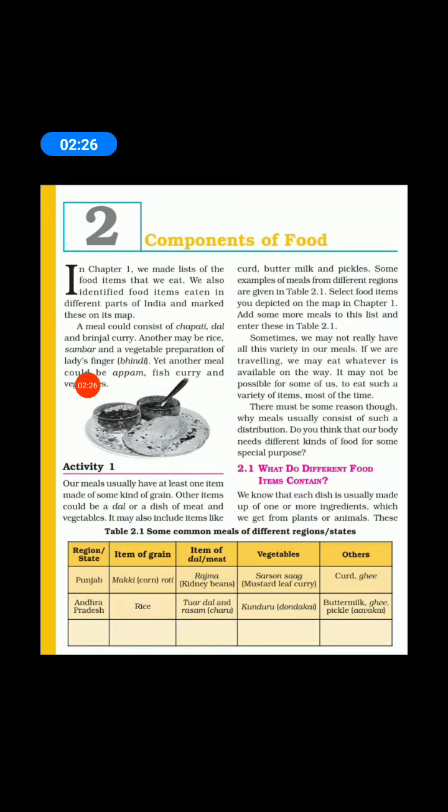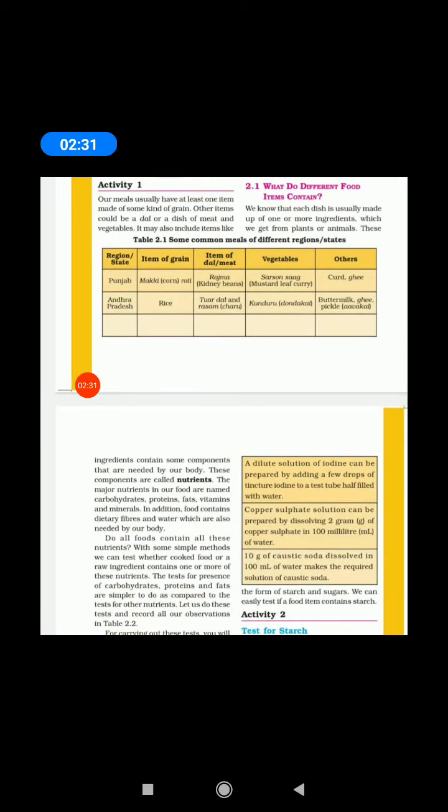Okay, then next topic 2.1. What do different food items contain? We know that each dish is usually made up of one or more ingredients which we get from plants or animals. These ingredients contain some components that are needed by our body. These components are called nutrients.